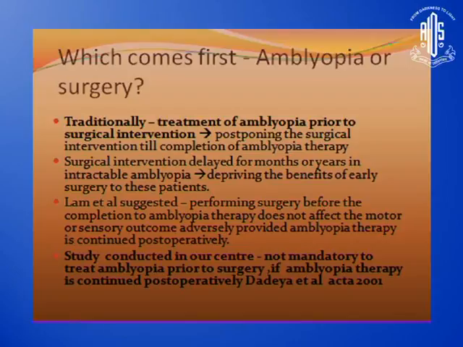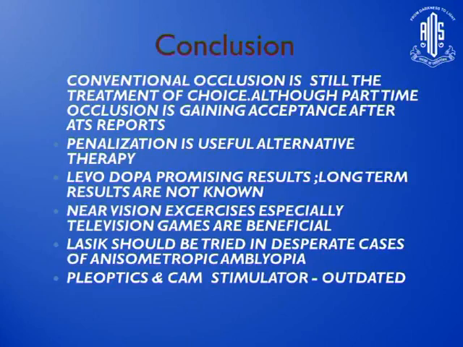Then another important question is which comes first, amblyopia therapy or surgery. Classical teaching is that amblyopia therapy should be given prior to the surgery, but you can continue with amblyopia therapy post-operatively also. So I would like to conclude, conventional occlusion is still the treatment of choice, although part-time occlusion is gaining acceptance after ATS reports. Penalization is a useful alternative therapy.